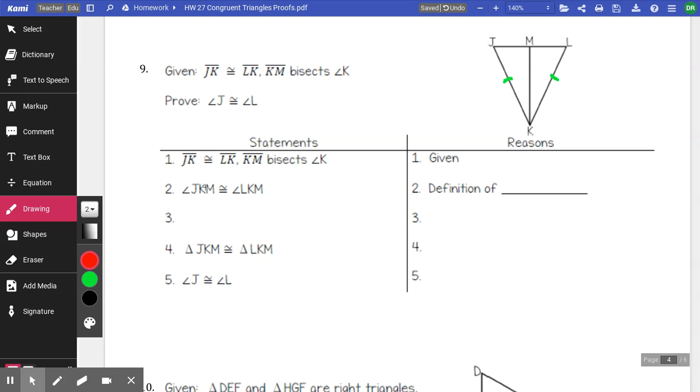It says that angle JKM, which is here, is congruent to angle LKM, which is here. And the reason to know that these two angles are congruent to each other is that they are the two halves of angle K, and we were told that angle K was bisected. So this is very simply the definition of angle bisector.